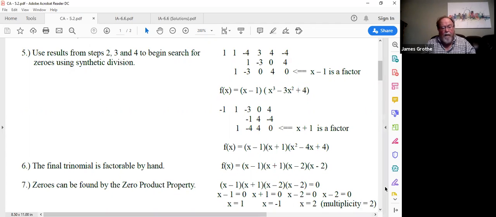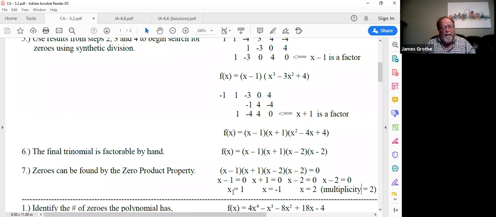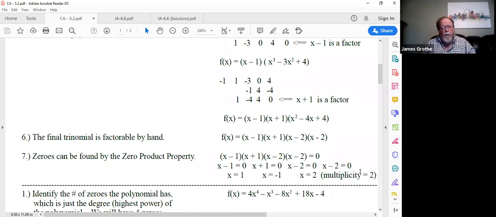And so now we factor this problem into x minus 1 times x plus 1 times x minus 2 times x minus 2. And the zeros turn out to be x equals 1, x equals negative 1, and x equals 2, which has a multiplicity of 2. Okay. Let's move on to the next one.